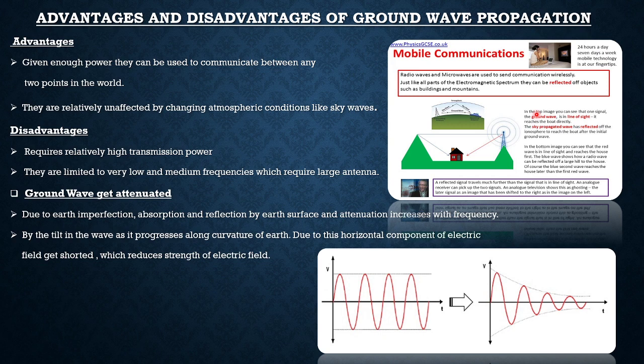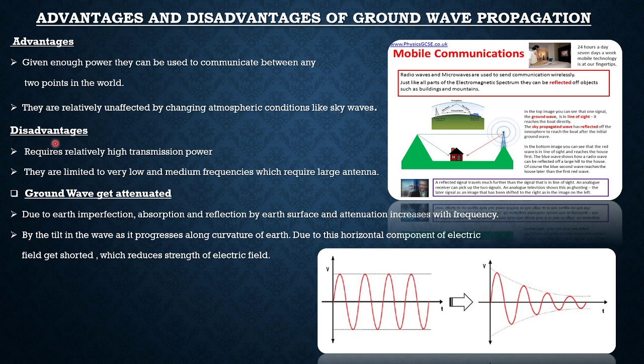In this picture you can see the ground wave is in line of sight, and the sky wave is reflected through the ionosphere and then reaches the boat. In the below slide photo, you can see the red wave is in the line of sight, whereas the blue wave comes to the house after the reflection from the hill. Clearly the red wave will have the greater signal strength, whereas the blue wave will have a low signal strength, due to reflection, attenuation, etc.